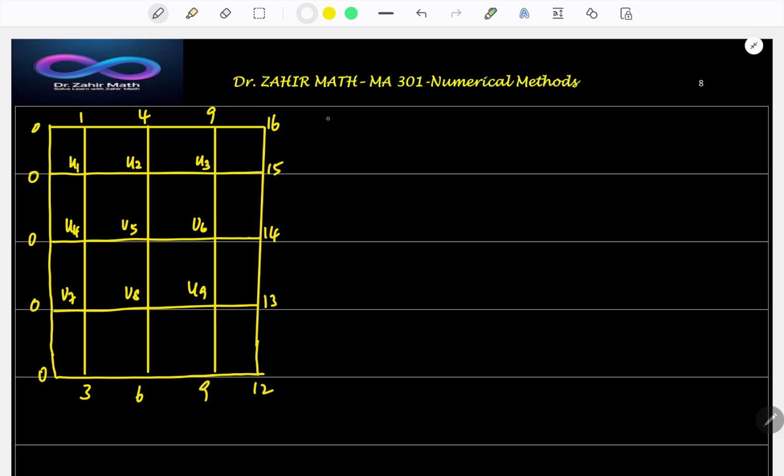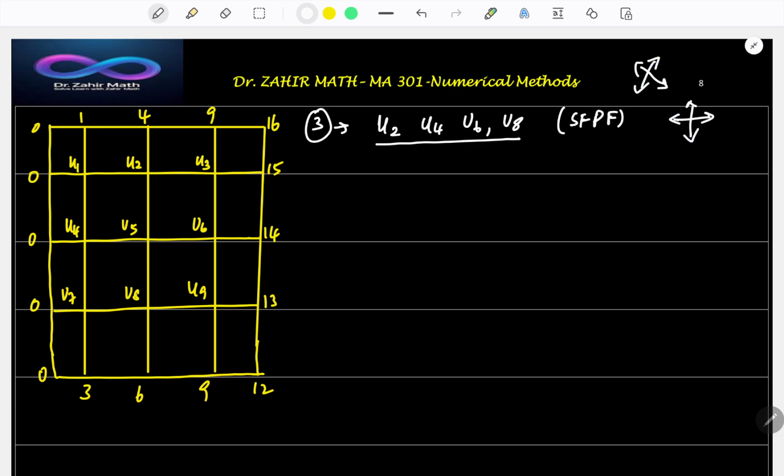Right, now I'm going to calculate step number 3. Step number 3 is I'm going to calculate u2, u4, u6, u8. All these even values, I'm going to calculate using SFPF. What again I'm telling, first step is u5, which is SFPF. Then u1, u3, u5, u7, diagonal 5-point formula. Diagonal means remember like this, okay? And standard 5-point formula means you remember like this, right?